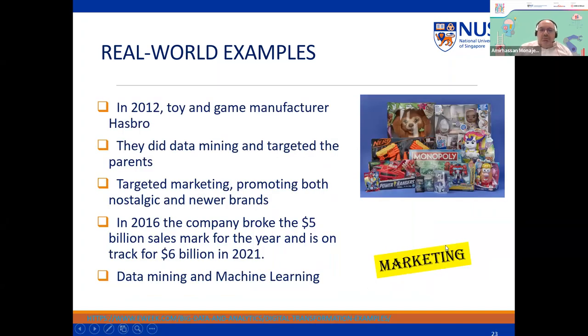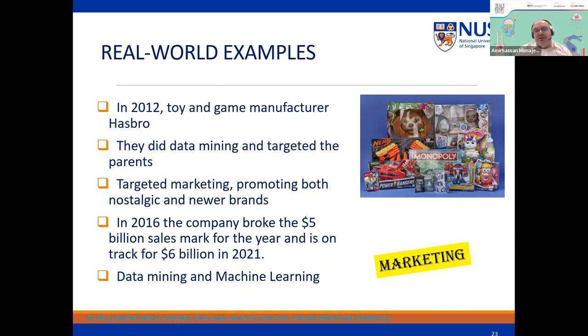Back to marketing. In 2012, we have Hasbro, which is a toy and game manufacturer. They did data mining and targeted the parents instead of kids. After data mining, they realized that parents are influential in buying toys for their kids. So they targeted them, a kind of targeted marketing, this time for parents. Targeted marketing promoting both nostalgic and newer brands. Nostalgic brands because parents know about them.